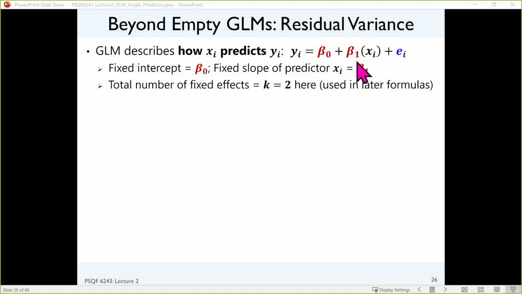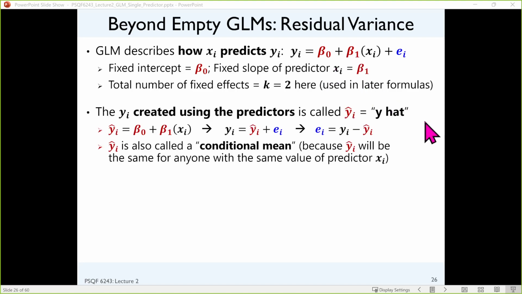So more generally, these betas are referring to what's known as fixed effects. So you can have fixed effects that are intercepts or fixed effects that are slopes. An intercept is always the expected outcome when your predictors are 0. A slope is always the change in y for a 1-unit change in x. And in formulas that follow, I will use this lowercase k to represent the number of fixed effects in a given model. It's always going to be the number of betas up here in this equation. So right now there are 2 fixed effects.